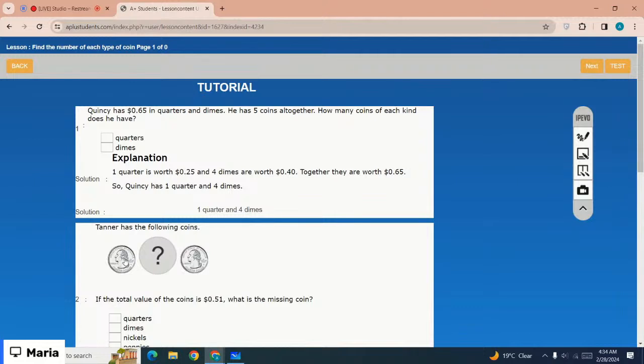So, one quarter is worth $0.25, right? And 4 dimes are worth 0.40. That means together they are worth 0.65. So Quincy has one quarter and 4 dimes. Basically, you are given the total amount they have. You need to see which coins, like how many quarters and how many dimes he has, right? Let's just start with the test questions.